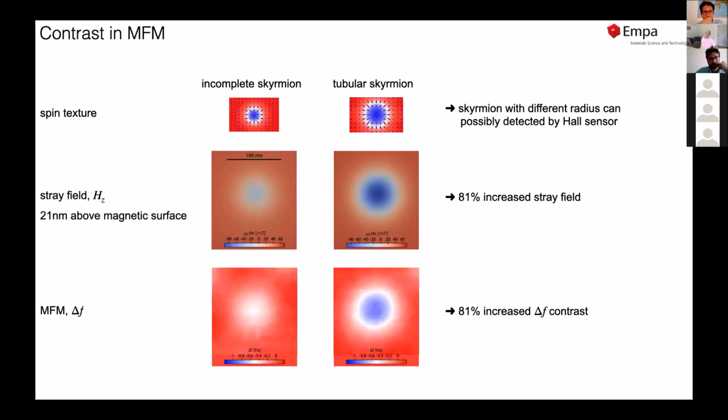So how do we explain the contrast in MFM? That's the spin texture that we have for the incomplete skyrmion, for the tubular skyrmion. And what you see here are the stray fields calculated 21 nanometers above the last magnetic layer. That's where we did the MFM. And the stray field intensity, the Z component of the stray field, actually has an 81% ratio between them. And it's exactly the same as we found as a delta F contrast in MFM. So it is very clear that the MFM results agree very well with the theoretical micromagnetic simulations done here.